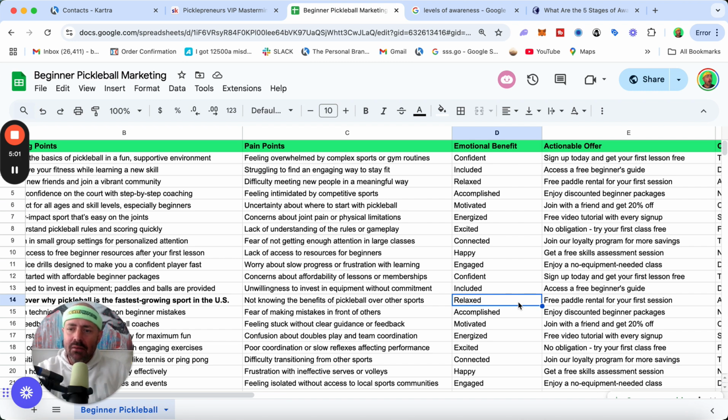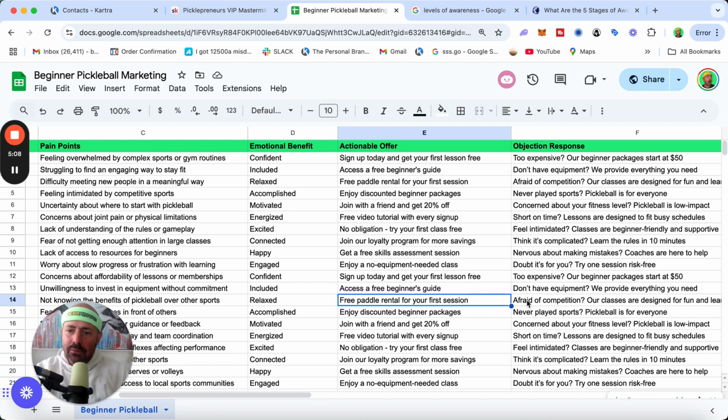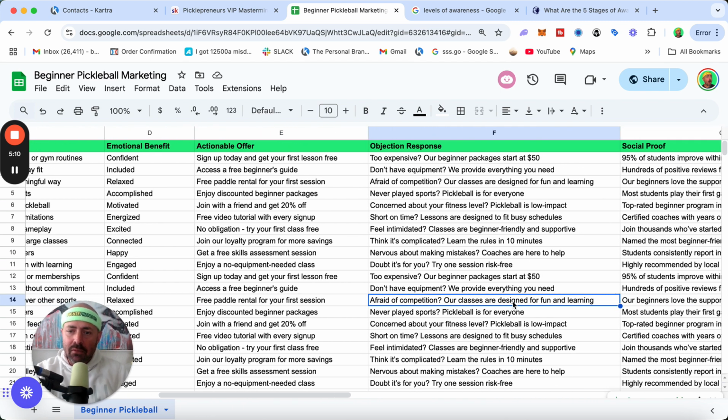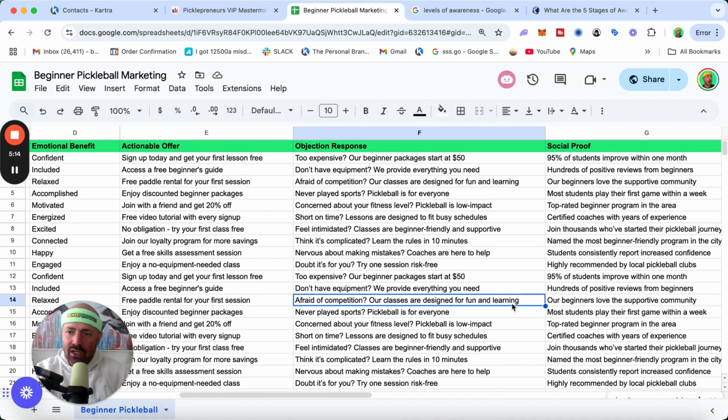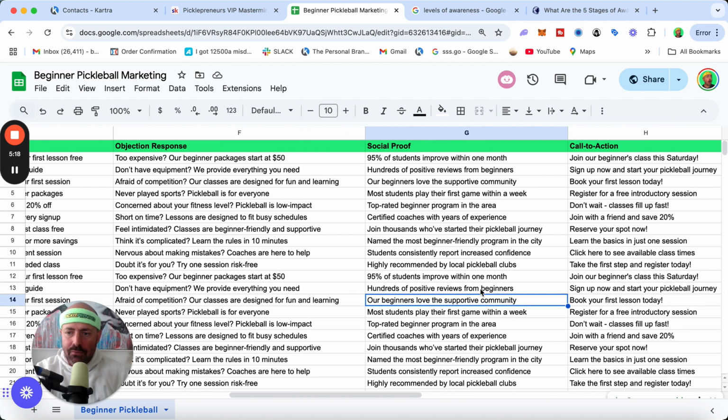Now, actionable offer: free paddle rental for your first lesson. Objection response, afraid of competition? Our classes are designed for fun and learning. And then social proof: our beginners love the supportive community. And then call to action: book your first lesson today.